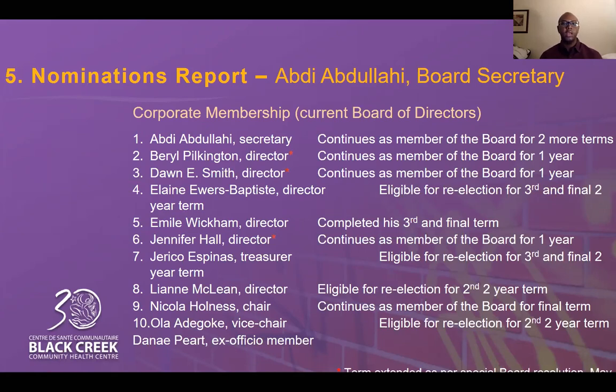We have about 10 members, but we do have three individuals, Beryl, Don, as well as Jennifer, whose terms were up, but because, as you can imagine, of the situation with COVID, we couldn't recruit new members this year. So we've asked them to continue to stay with us for another year. We approved this at an earlier meeting in May. So thank you to Beryl, Don, as well as Jennifer for continuing to stay. We also have a few members whose term has come up for re-election, which I'll get into on the next slide.